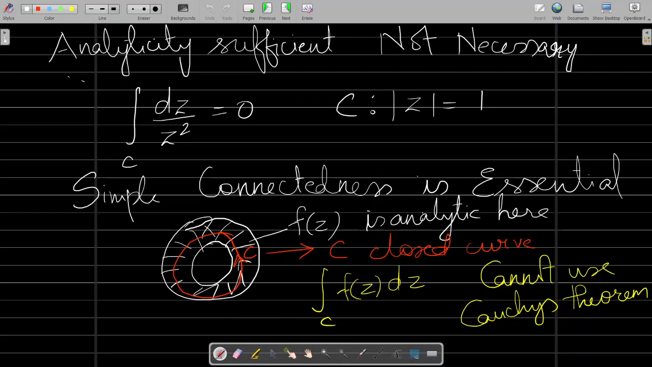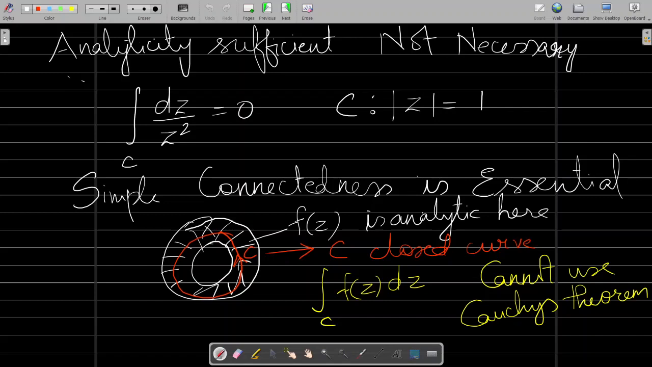The integral of z minus a whole raised to m dz is 0 whenever m is not equal to minus 1. That result we have already studied. So the integral over c of dz by z square is equal to 0 whenever c is mod z equal to 1. But that does not mean that the function is analytic. So even if the function is not analytic, sometimes the integral may become 0.